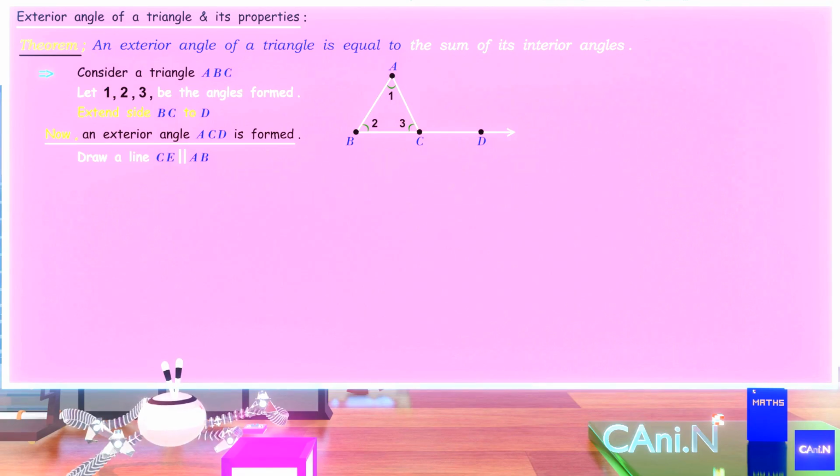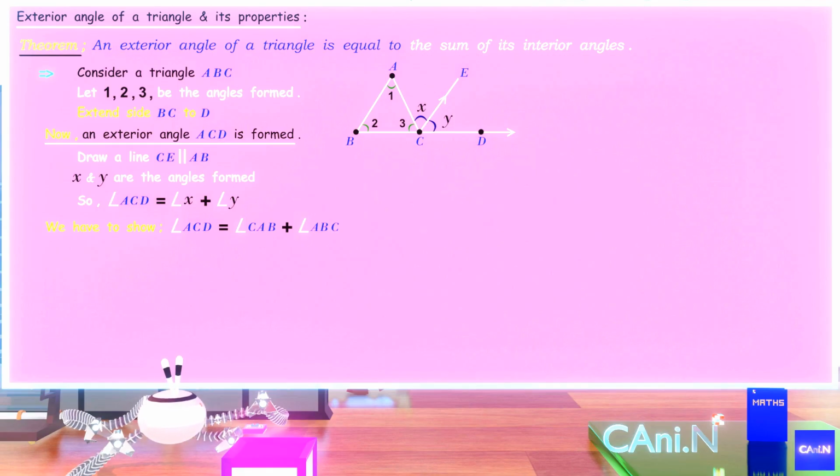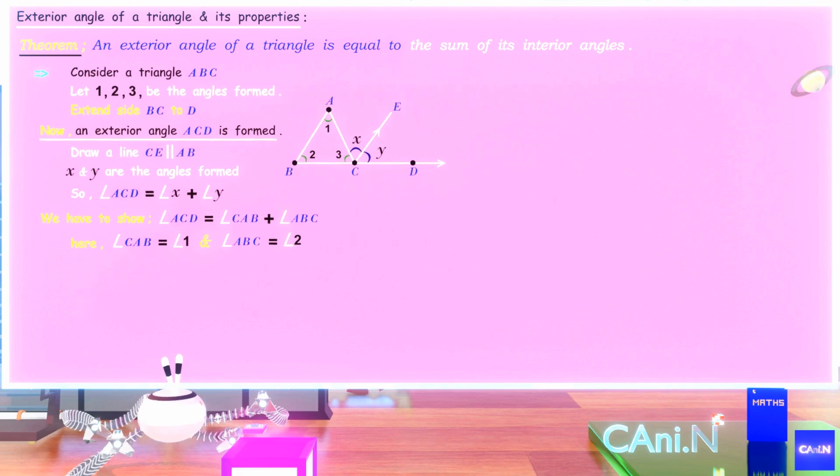Draw a line CE parallel to AB. X and Y are the angles formed. So, angle ACD can be written as angle X plus angle Y. We have to show angle ACD is equal to angle CAB plus angle ABC. Here, angle CAB equals angle 1 and angle ABC equals angle 2.